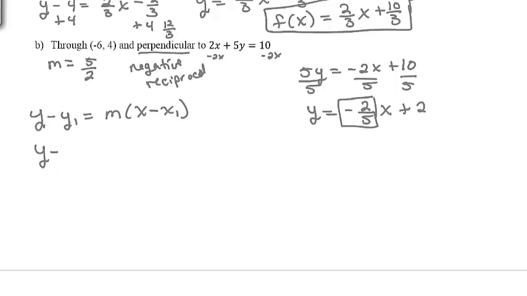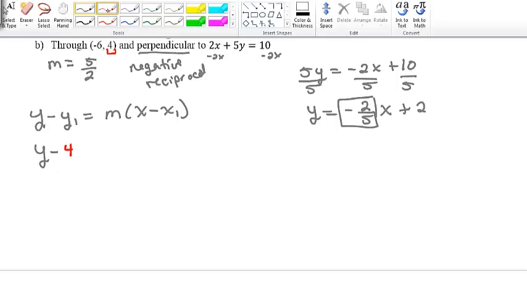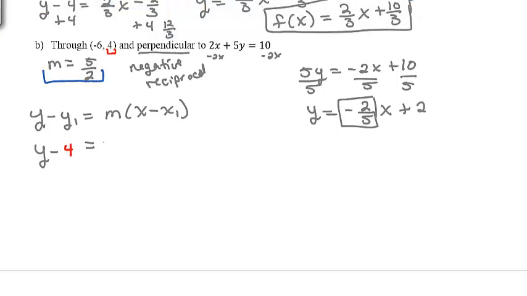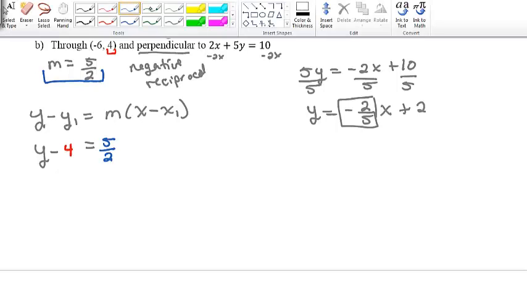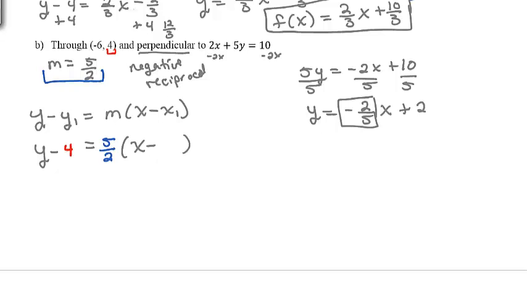So that will be y minus the y-coordinate of the point that we pass through, which is 4, equals our slope, and our slope is right here. It's 5/2. And then times the quantity x minus x1, and x1 is this negative 6. So we have y minus 4, and we're going to distribute the 5/2, and also remember minus a negative is adding. So it's going to be 5/2 x plus, because minus a negative is positive.